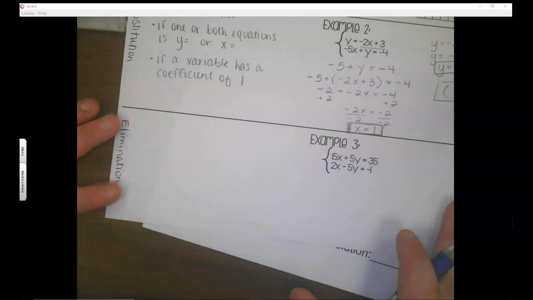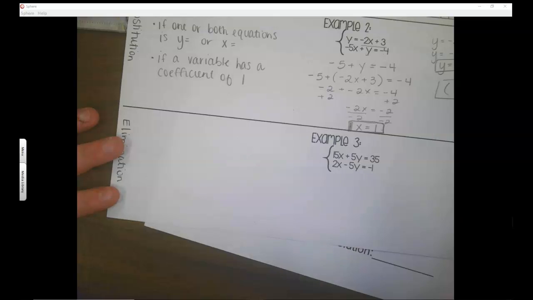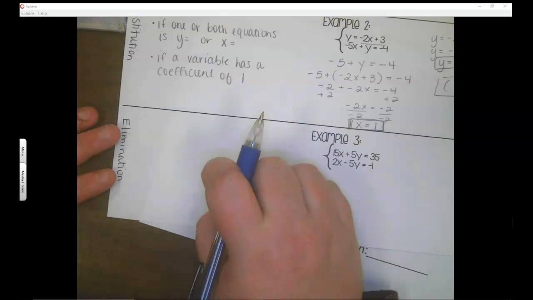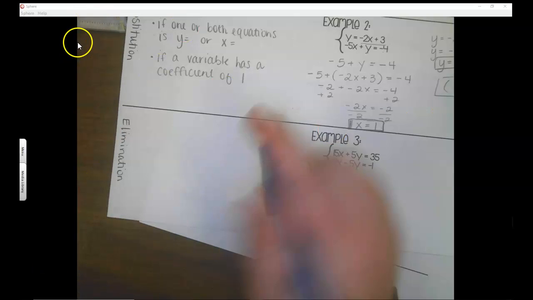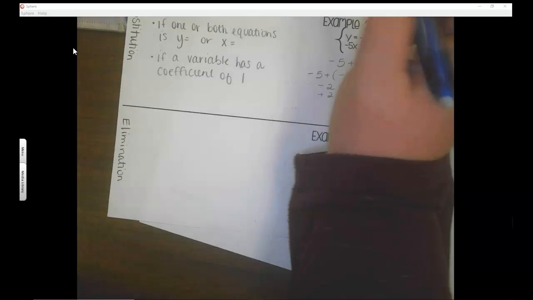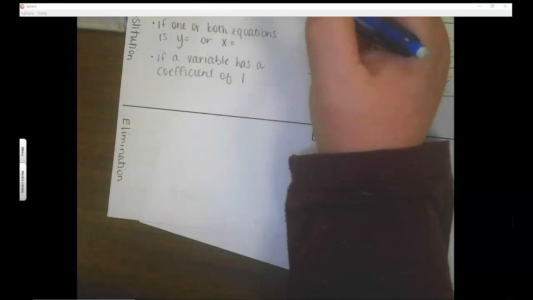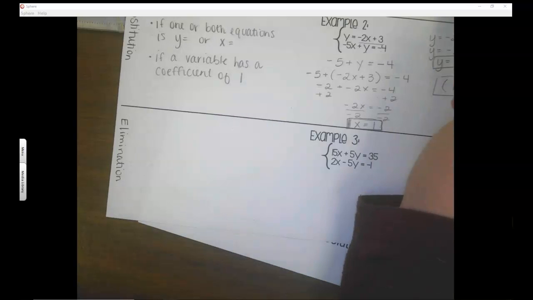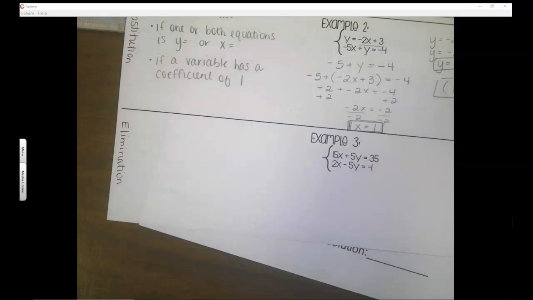So at the beginning of our packet, we've looked at graphing, we've looked at substitution, and today we're going to start looking at elimination. We've looked at graphing, which is good when both equations are in y equals mx plus b form, slope-intercept form, and if there's a graph available, which we know there's not always.